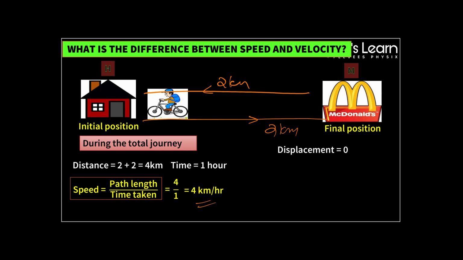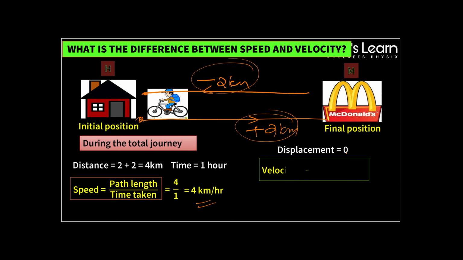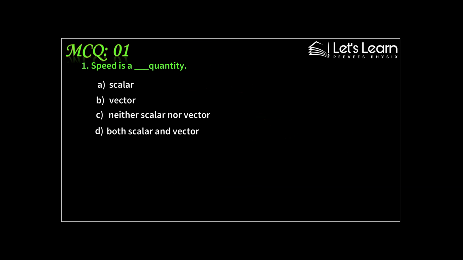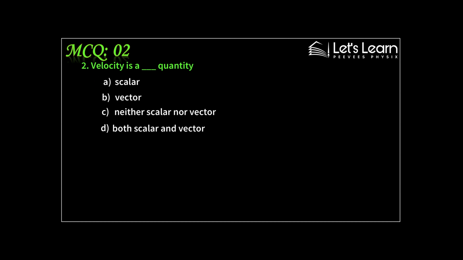Now, what about the displacement? Displacement is 0. Why? You came back to the same starting point. And how much is the velocity? Velocity will be 0. Now, some MCQs. Speed is what kind of quantity? Speed doesn't need a direction, so speed is a scalar. Vector needs both magnitude and direction. So velocity is a vector quantity.